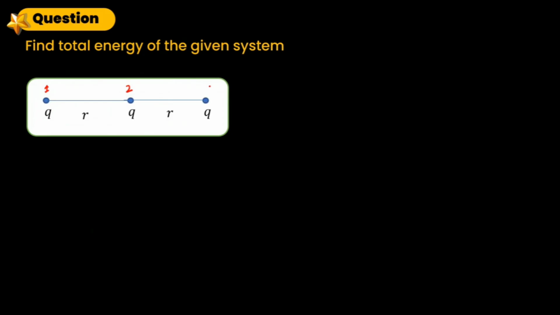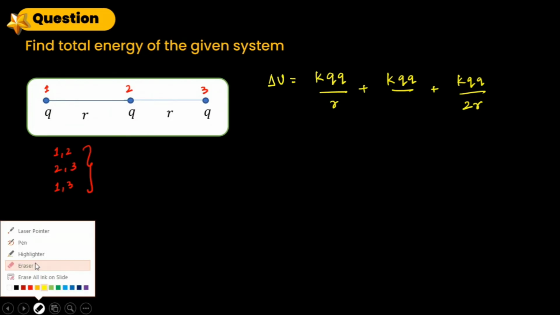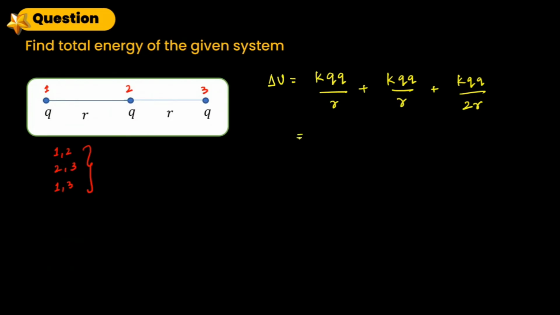Whenever we form pairs, they will be formed based upon the number of charges. So it is going to be 1 and 2, 2 and 3, 1 and 3. These are the three pairs that are going to be formed there. The change in potential energy is given by KQ1Q2 by R. Q1 and Q2 are both the same, so I can write KQ²/R plus, between 2 and 3, KQ²/R, and between 1 and 3, KQ²/2R, because the distance between the first and third charge is twice R. That's it. This is what we have to find.